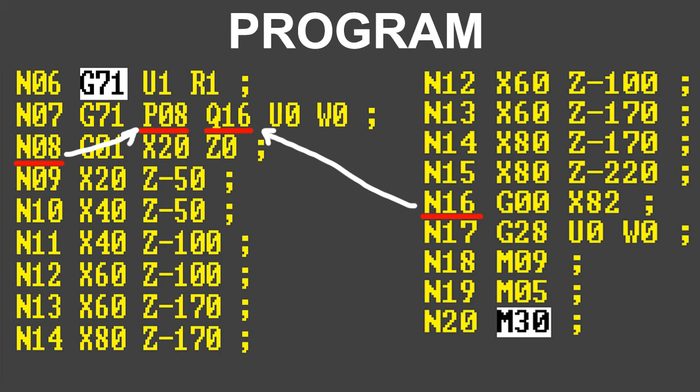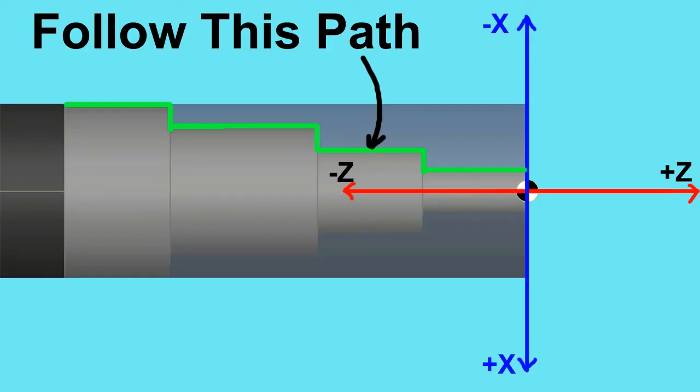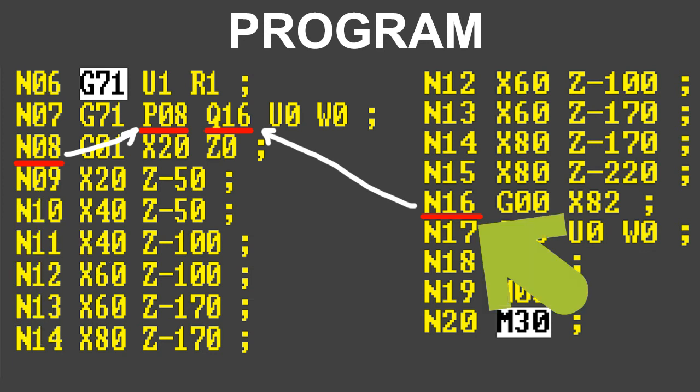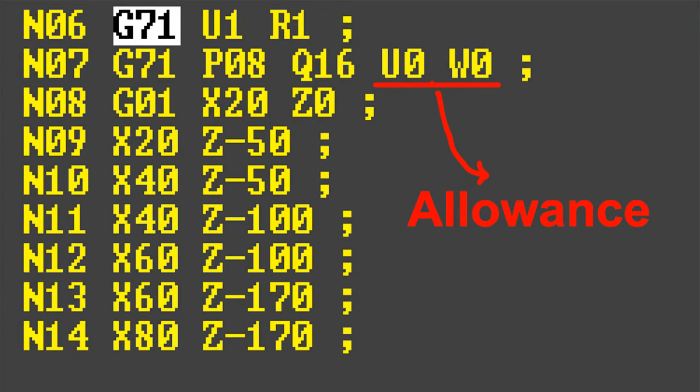This is known as our subroutine, and this is a sequence of program instructions. In this, we have to follow this path point to point with XZ. Here we can see the N value of the starting of the subroutine is this and the end is this. So we will put this in the G71 code with P and Q. And U and W in the second block are the material left for the finishing operation in X and Z direction. But for now we put U0, W0 and we will discuss that later on.